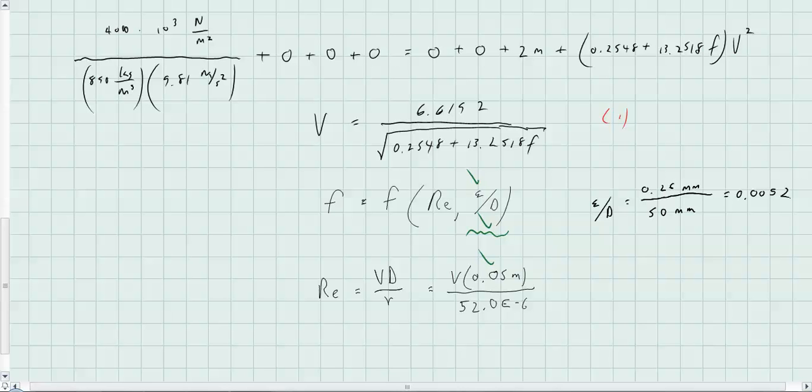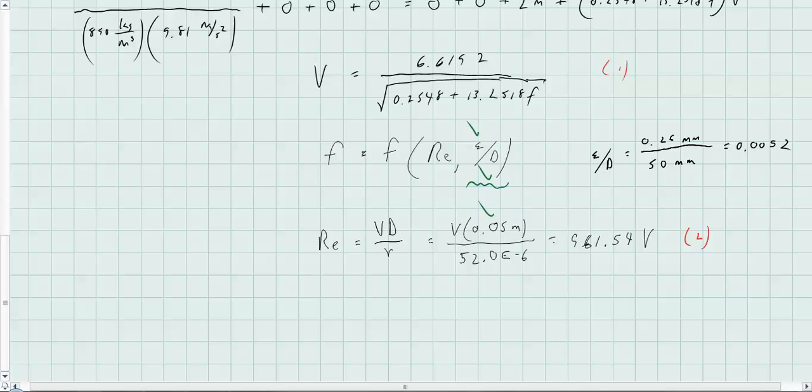And this is it. As you go forward, it's now 961.54 times V. Because this friction factor then can be placed in terms of a function of V. Since we know epsilon over D, we can use the Moody diagram. So let's label that as equation 2.